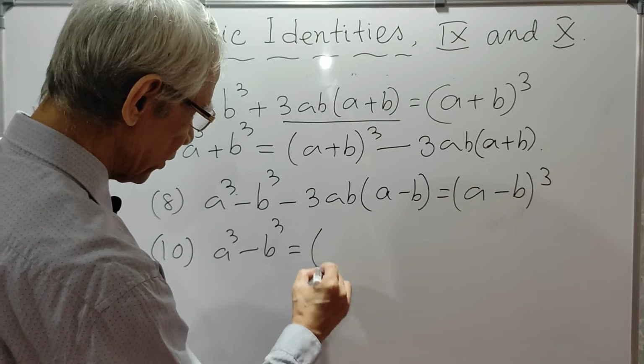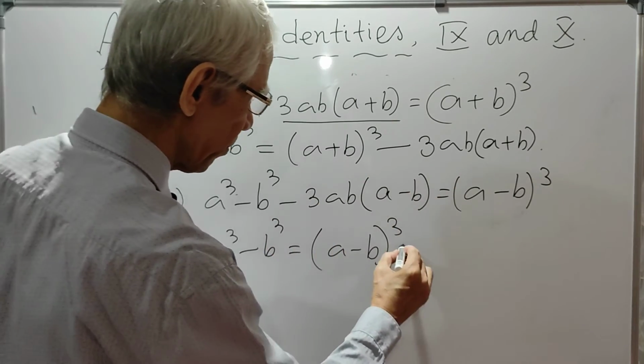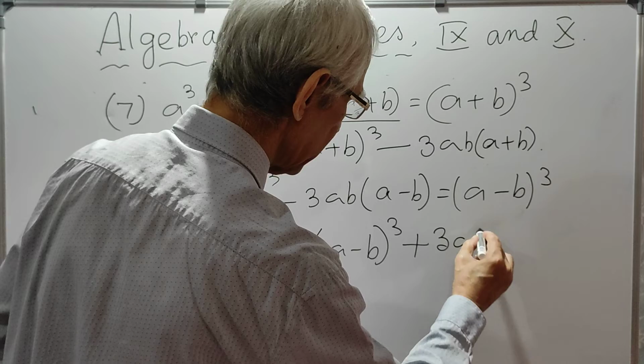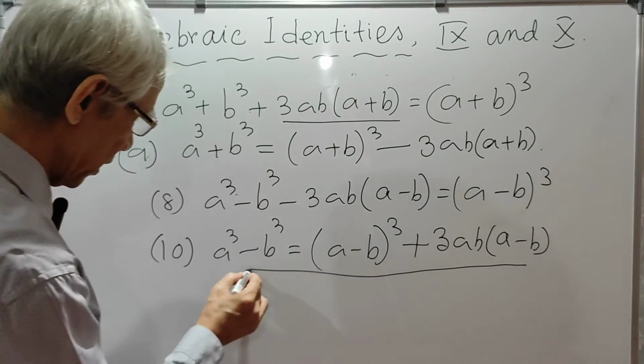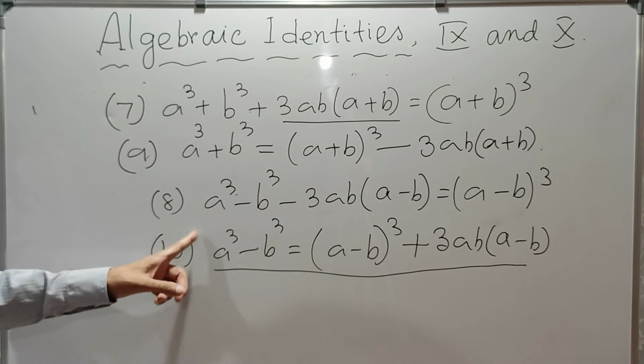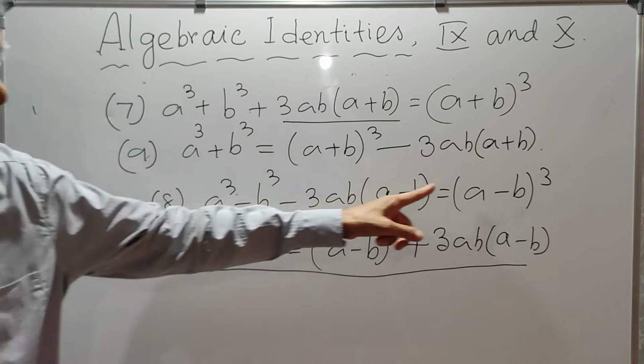This will remain as it is, (a minus b) whole cube. This we take to the right, minus will become plus thrice ab into (a minus b). So this is the 10th identity and it is derived from the 8th identity. So this is a derived identity. So this is the 8th identity.